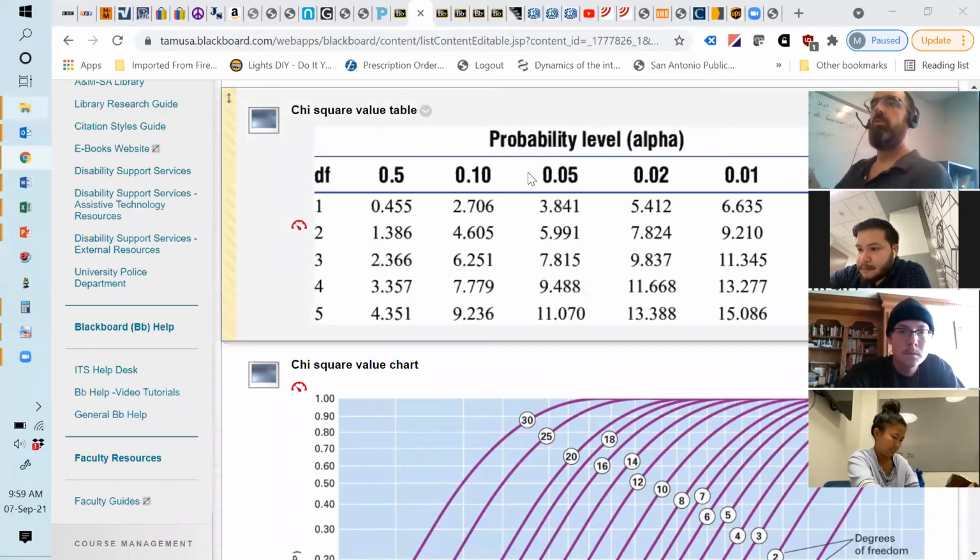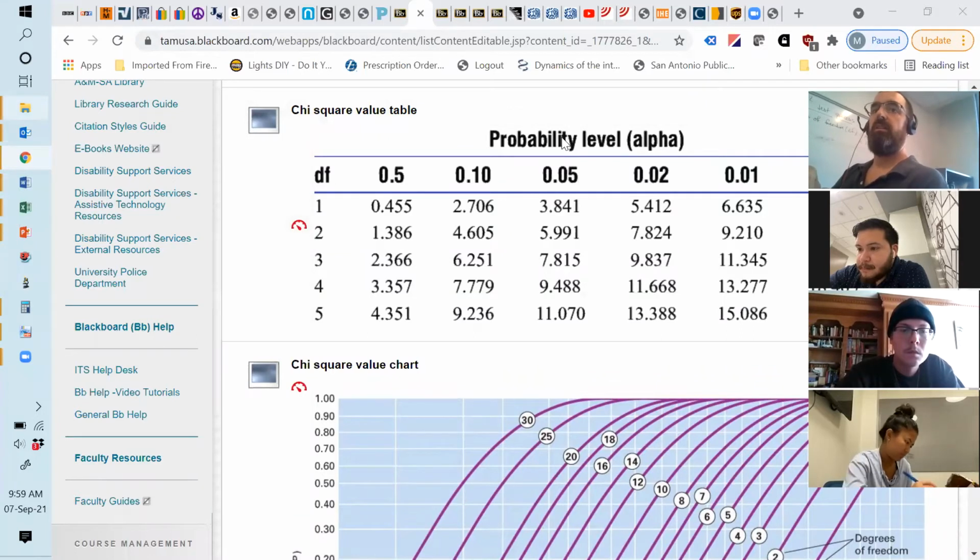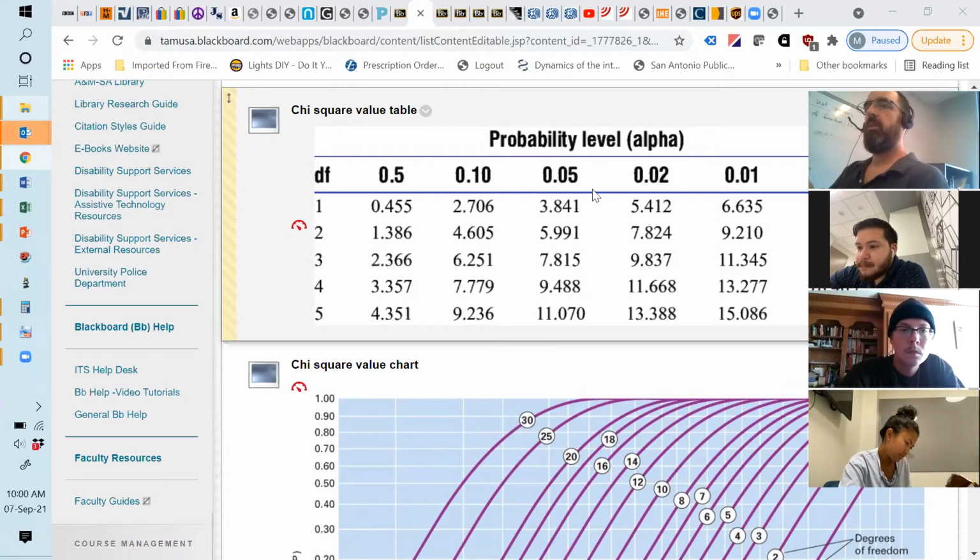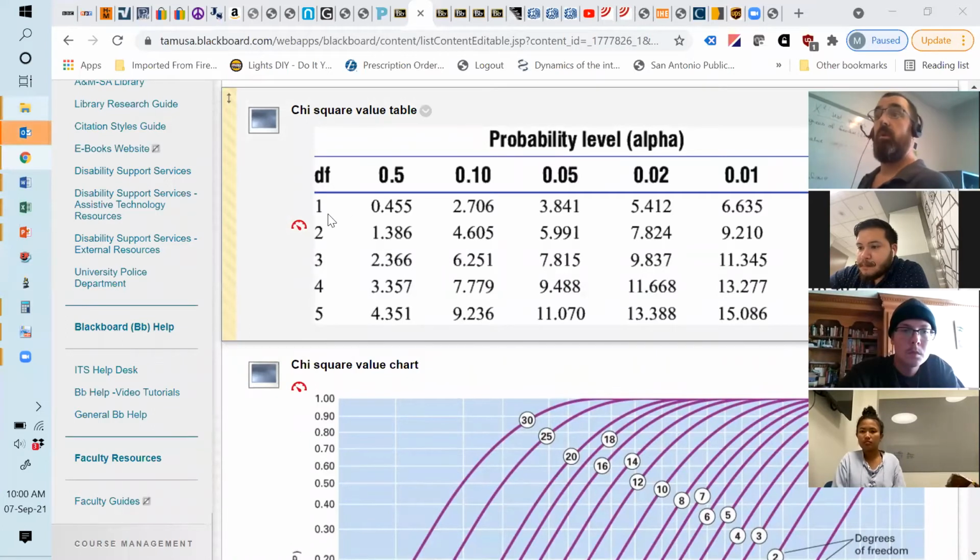So you want to find, well, this is what I do anyway, you find the column. This is the one we care about, that's 0.05. And then you find your row. Your row is the degrees of freedom. So we're going to be working with the top row because we only have a degree of freedom of 1, because we have 2 different conditions.